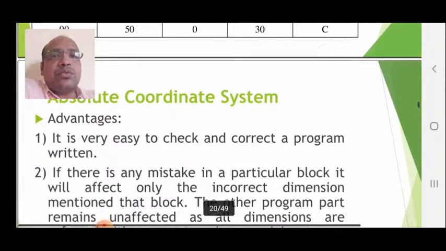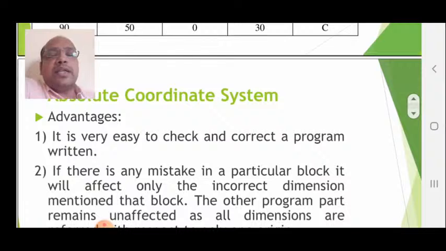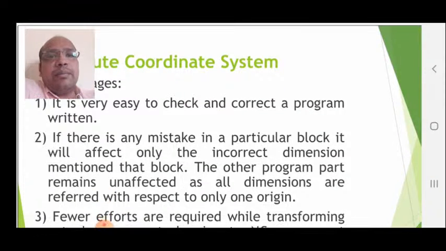Now let us see the absolute coordinate system. What are the advantages of the absolute coordinate system, ACS? It is very easy to check and correct a program written. If there is any mistake in a particular block, which means a line in a part program, a line in a part program is called a block.